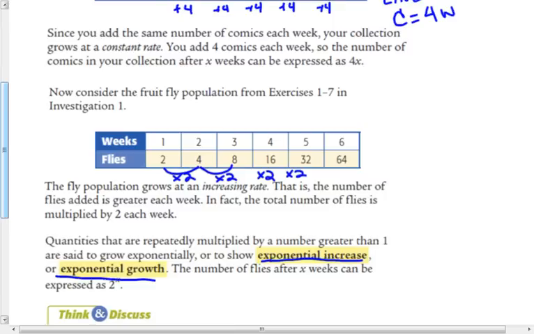And in this problem, the expression for that exponential growth is we need to multiply by 2 as many weeks as we have the flies. So the expression is an exponential expression. And it would be something like this: 2 to the W weeks equals flies. All right.